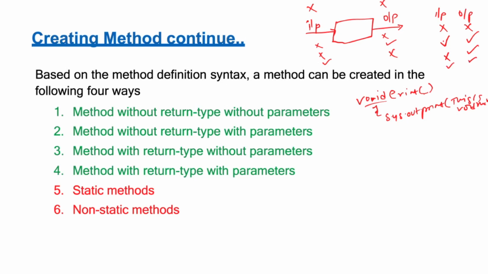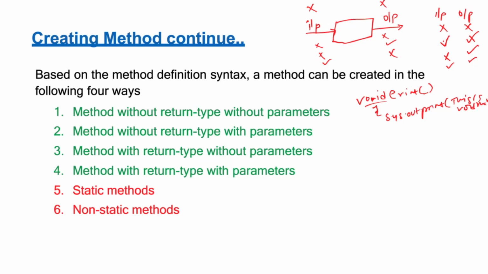One is missing: the second one, without a return type and with parameters. Input will be there and no output will be there. Right, this one. Both are no, both are yes. In one case it is yes and this is false. This is false and this is true here. So in this way it will be there. I will show you some methods.